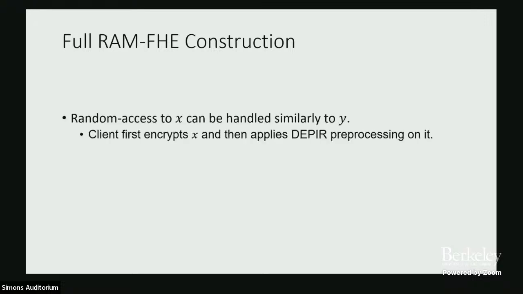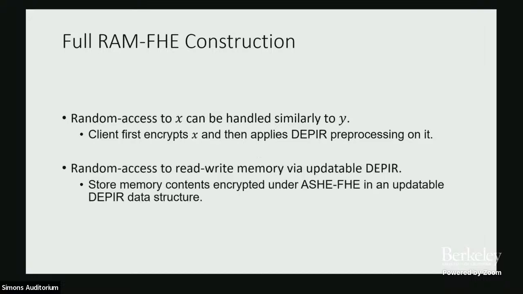Okay, this only gave you a restricted notion where you only had RAM access to Y, but not to X, and there was no read-write memory. To get random access to X, it's actually very similar. It's quite easy. The idea is that when the client encrypts X, the client already has to scan all of X in linear time to encrypt it. It's also going to apply this DEPIR preprocessing to X to allow RAM access to X. So that's fairly easy to do.